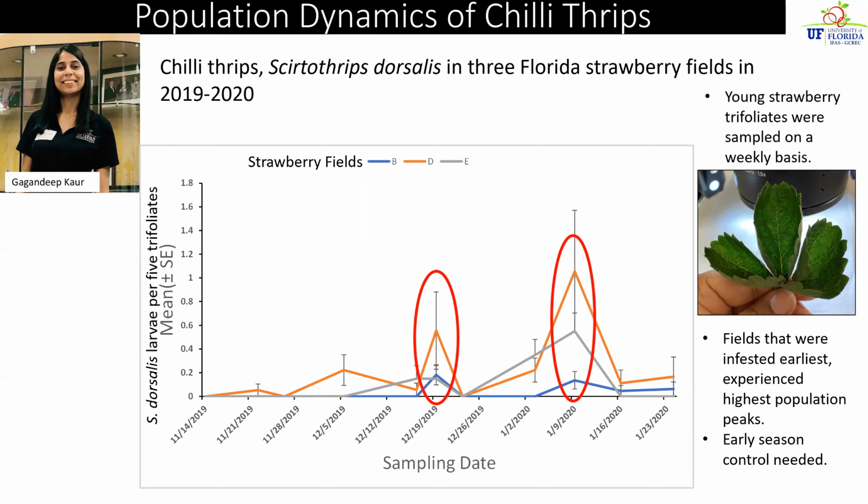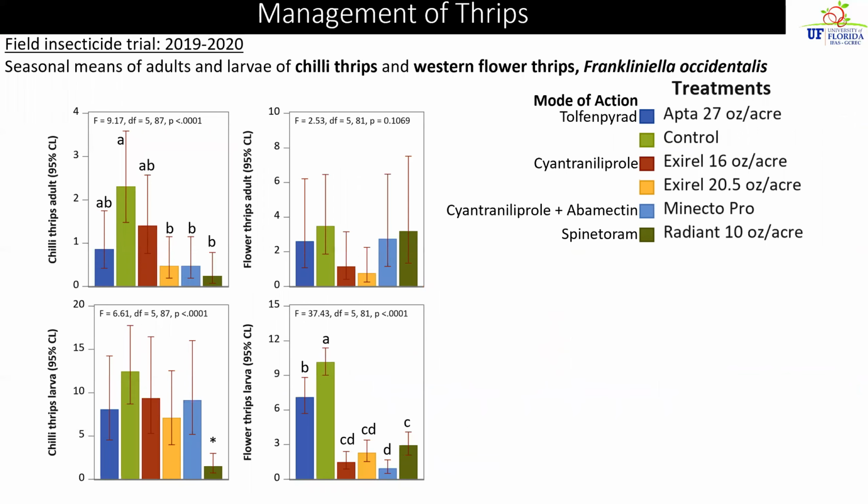The y-axis shows mean larval count per 5 trifoliates, and x-axis shows the sampling dates. The number of larvae show 2 peaks at all 3 fields around the same time. Also, field D showed the earliest detectable larval counts and experienced higher population through the rest of the season when compared to other fields. Efficacy of conventional insecticides to suppress pest thrips were also tested in the field during 2019-2020.